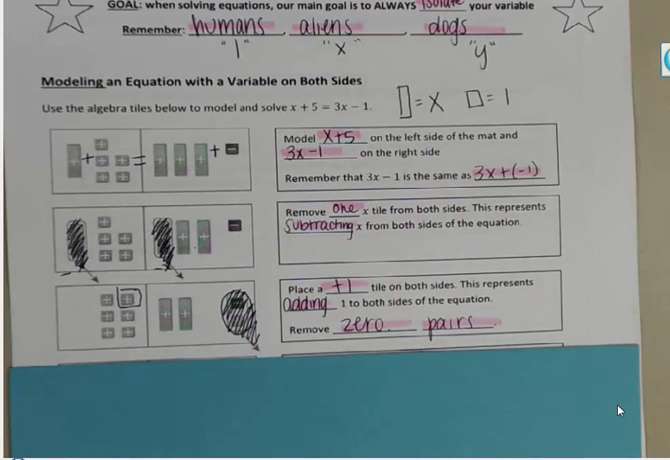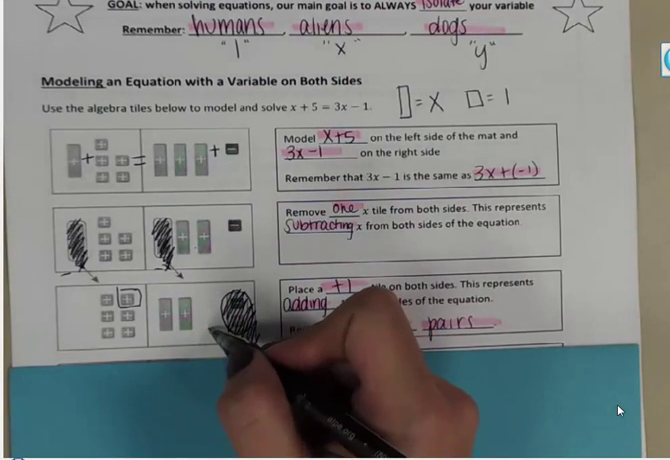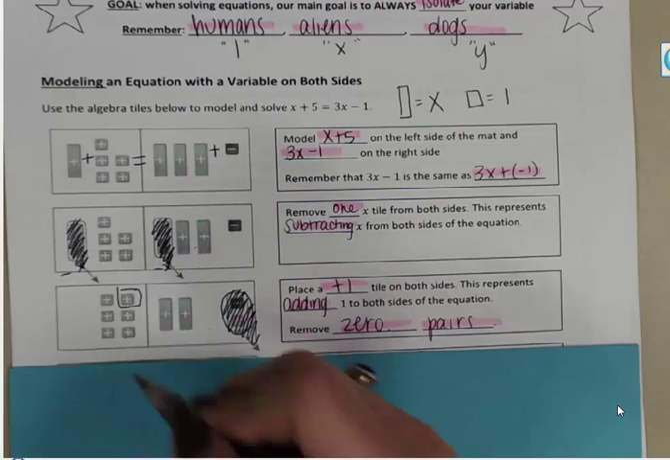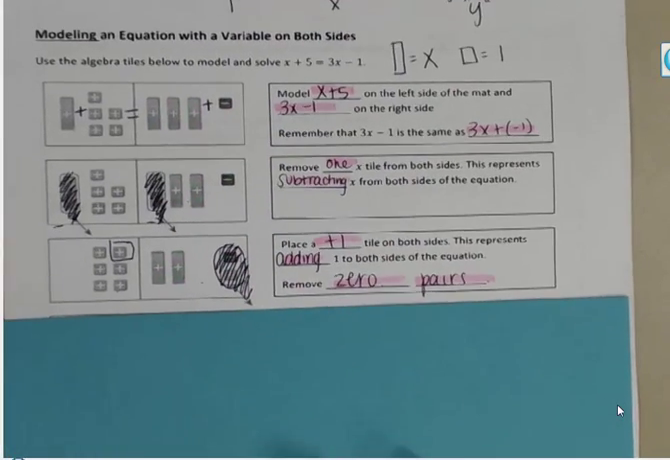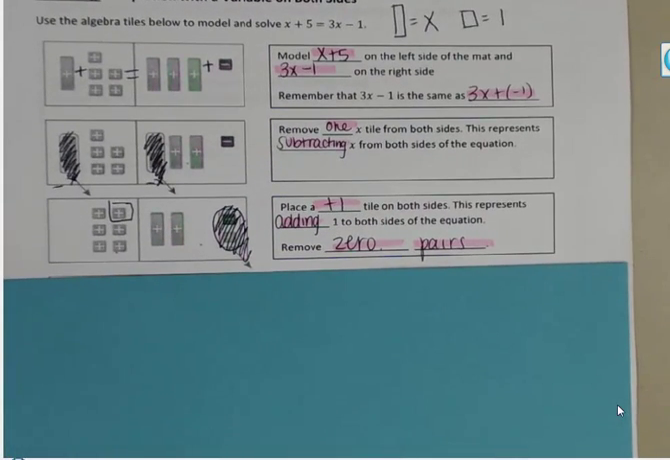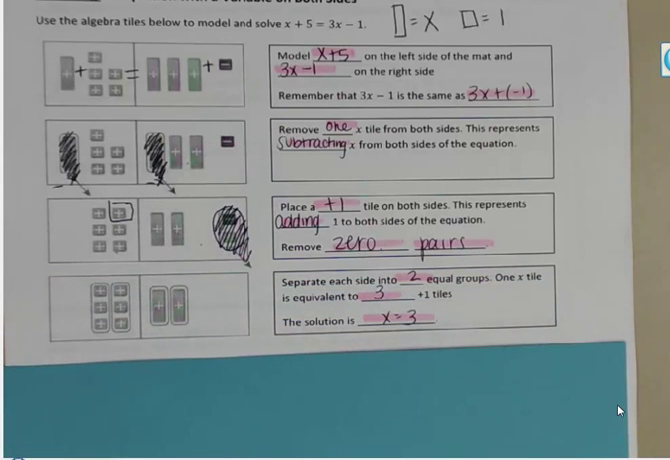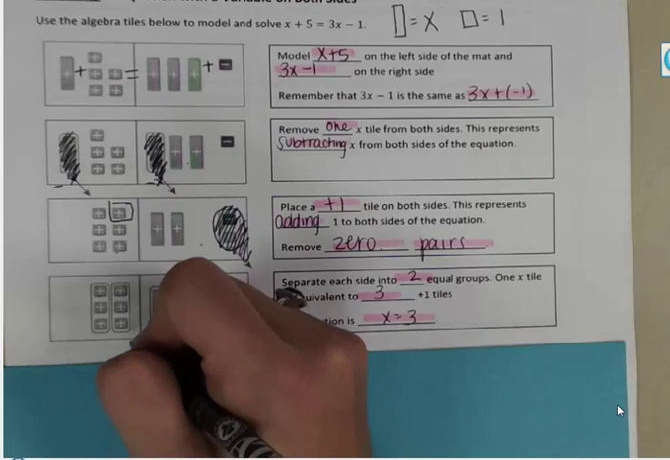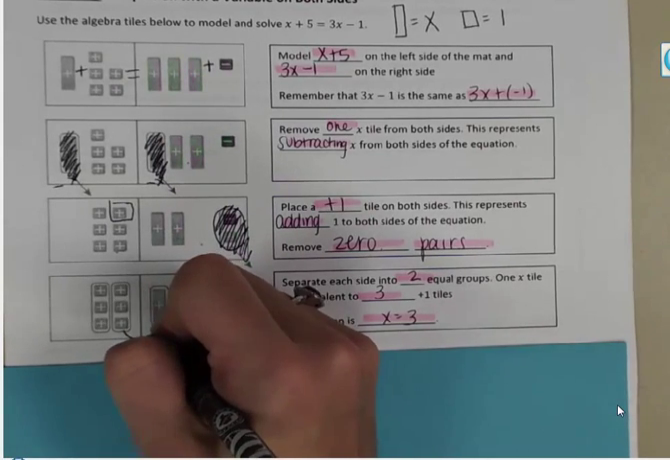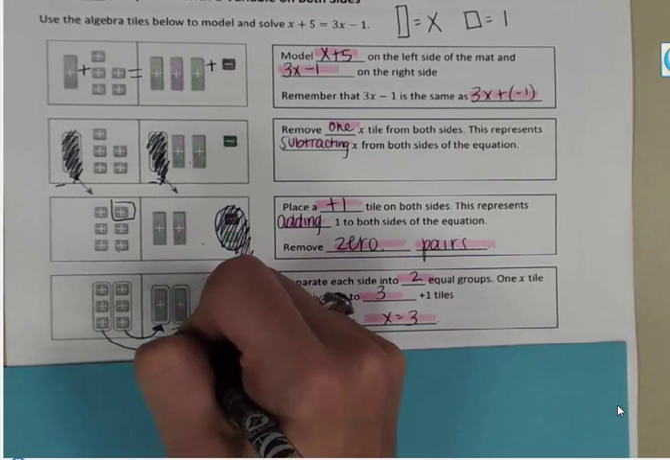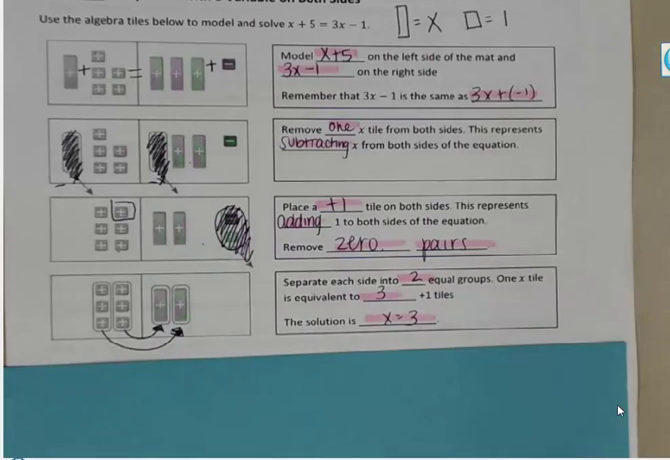Right? So now you're left with all your aliens or your x's on one side, and you're left with all your humans on the other. Well, we have 2 x's, but the goal is to figure out how much 1 x is worth. So separate each side into 2 equal groups. 1 x tile is equivalent to 3 plus 1 tiles, because 3 will go to this x, and 3 will go to this x. So x is equal to 3.